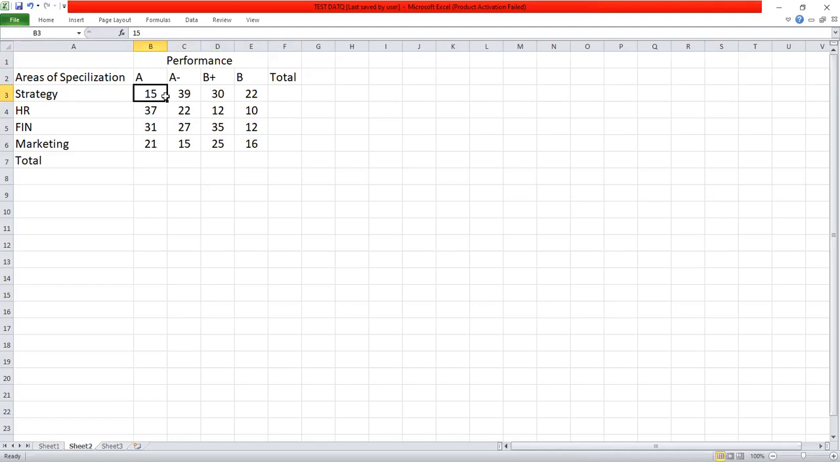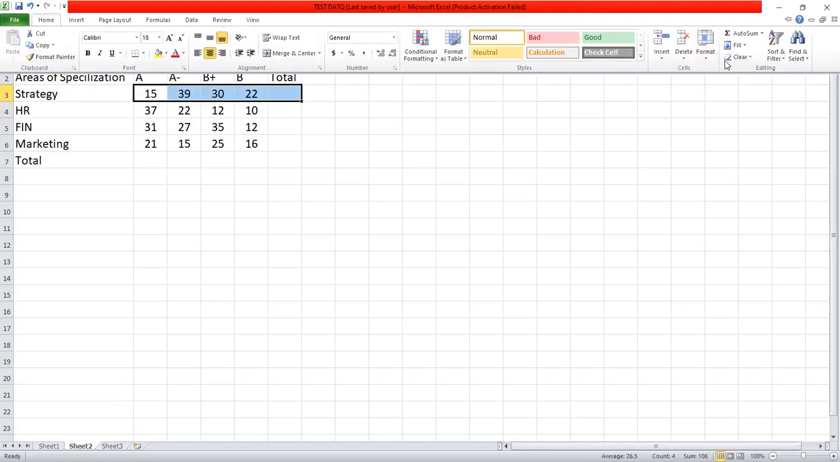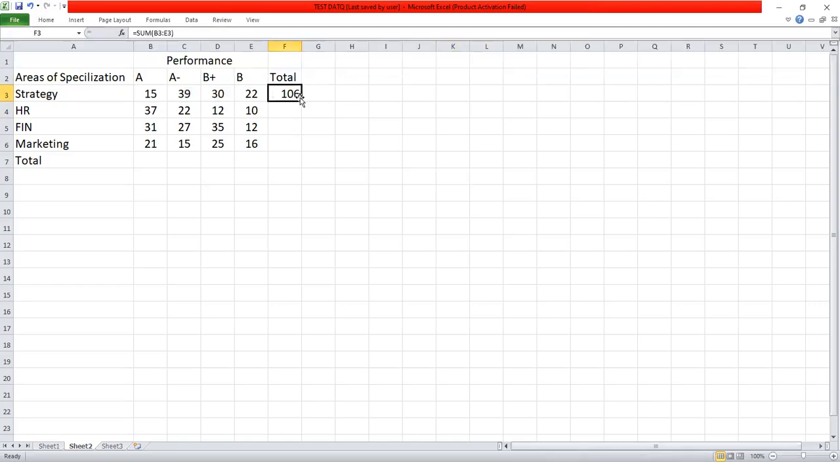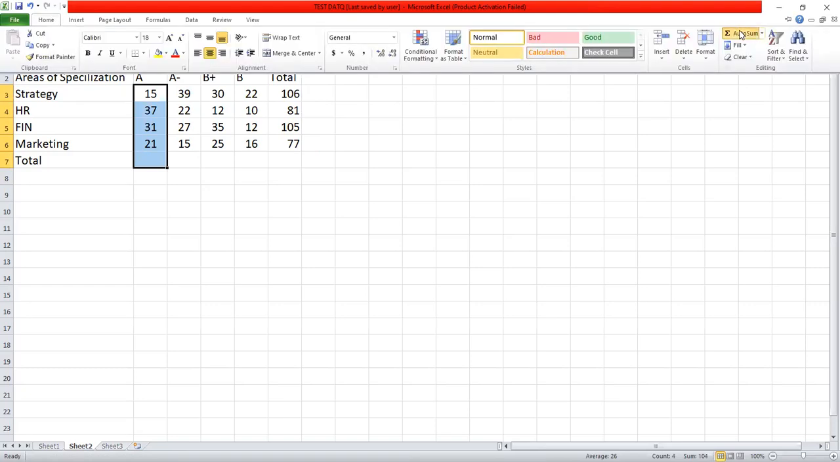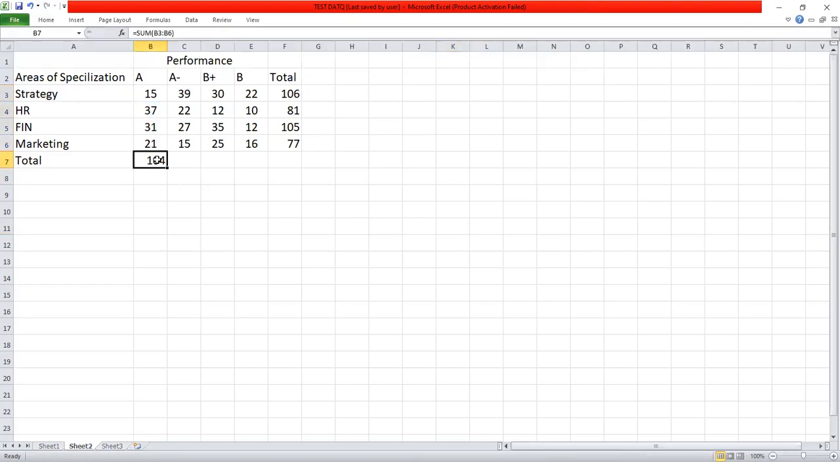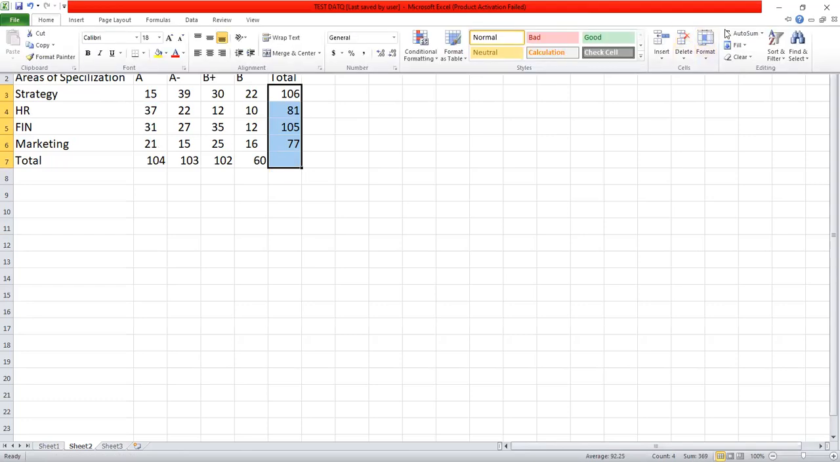How many strategy students were selected? They are here from that sample. How many HR students were selected? They are here. How many students scored an A in that sample? They are here. How many students scored an A minus? They are here. What is the total sample? The total sample is here. So you went to the past and that's what you got.